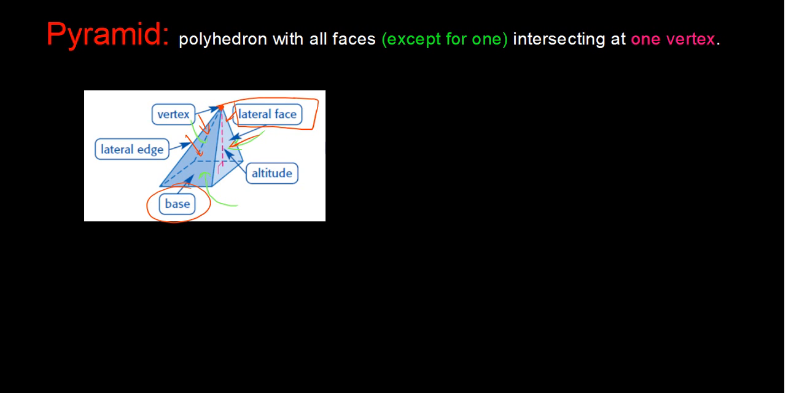That's pretty much it. Pyramids have a specific characteristic and that is that all the lateral faces are easily recognizable because they're all triangles. They are always triangles.